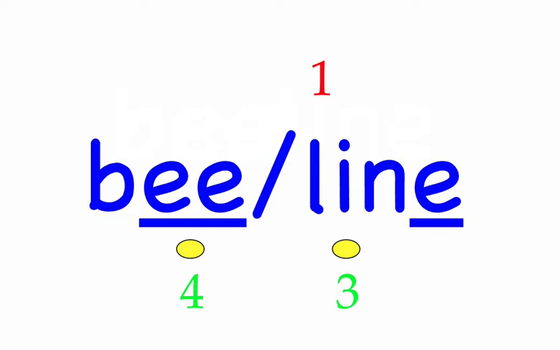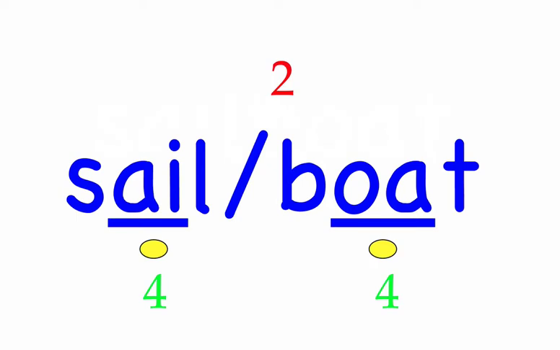Sailboat. Someday I would like to own a sailboat. Sail has three sounds. S, A, L. Boat, three sounds. B, O, T. Sailboat. Mark the word.